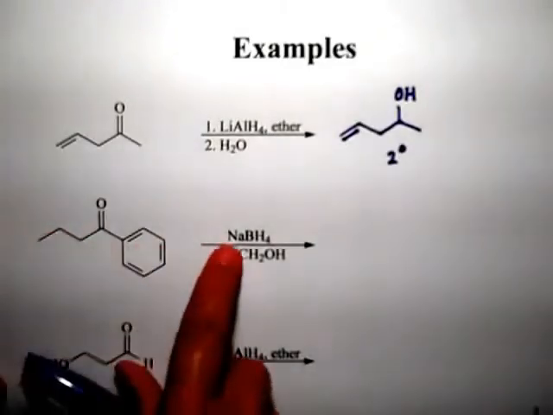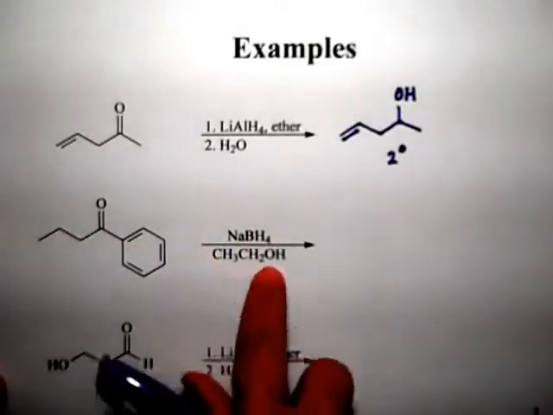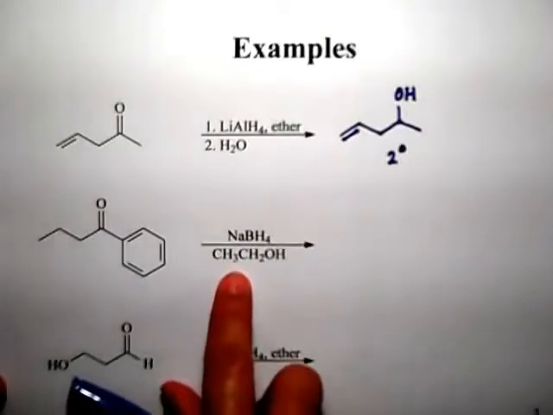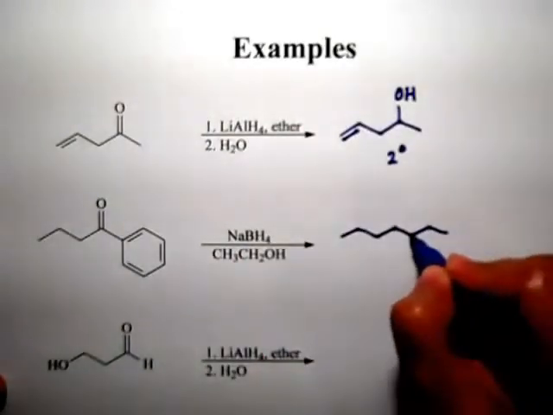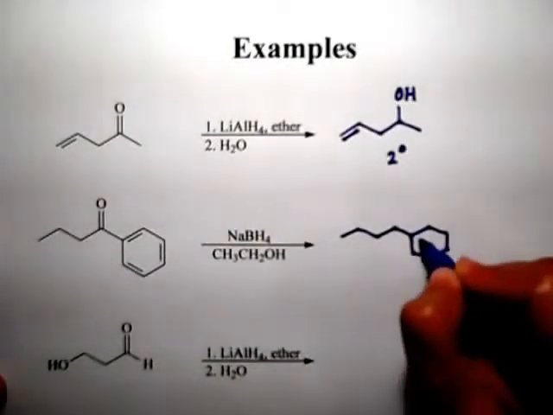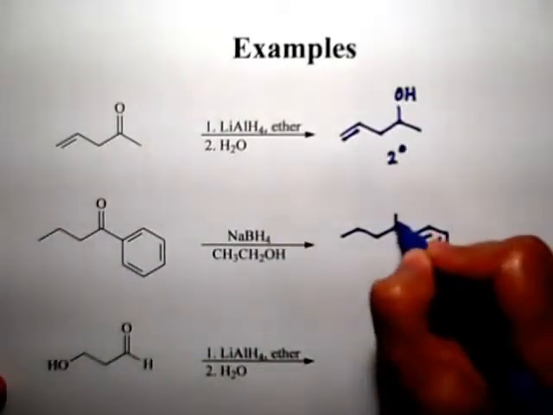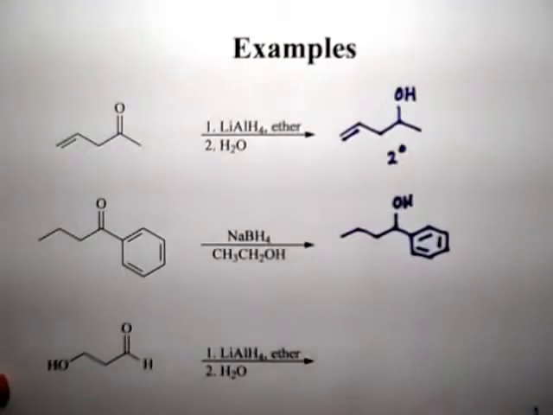This is another ketone. I'm using sodium borohydride. Notice that I still have an alcohol. This one is ethanol, but all I'm going to be doing is reducing the carbonyl. I'm not going to touch anything else in the molecule.